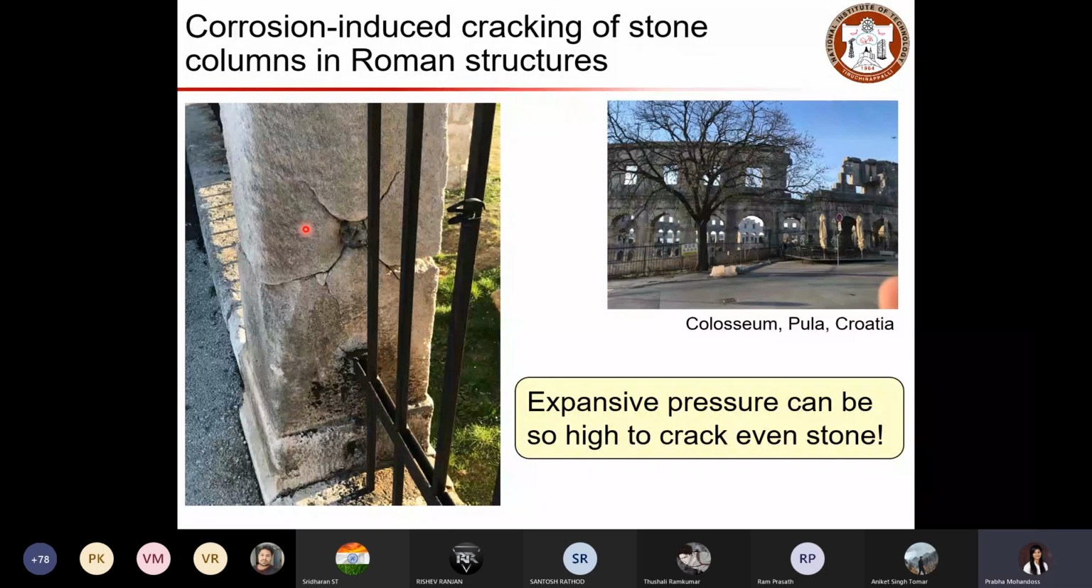huge compressive strength compared to concrete. So if corrosion can lead to cracking in stones, the concrete cannot withstand such expansive pressure without developing cracks. You can see this was a structure constructed using masonry in Croatia, where a lot of corrosion cracks have been observed due to the expansive pressure.